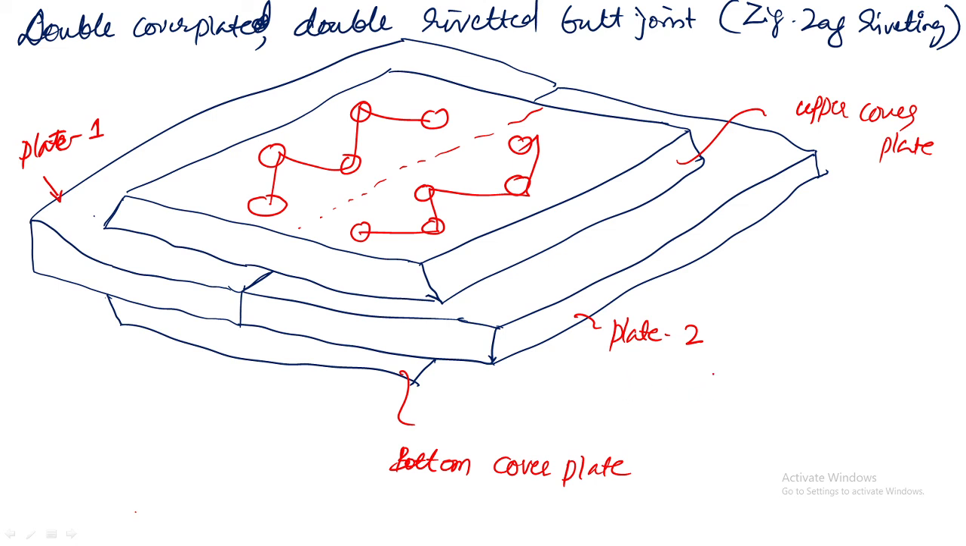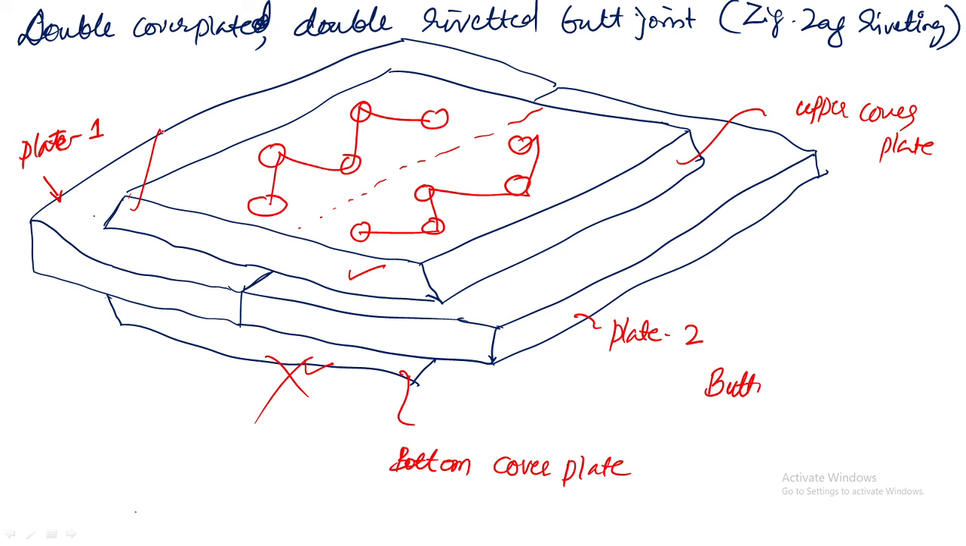You have any doubts in butt joint? If only one cover plate is there, then you don't go for the bottom cover plate, you go for only the upper cover plate. If double cover plate is there, then you go for the upper cover plate and bottom cover plate. If only a single cover plate, then you go for only the top cover plate. Clear? I think you have drawn diagrams, not done. So okay. Let it be.